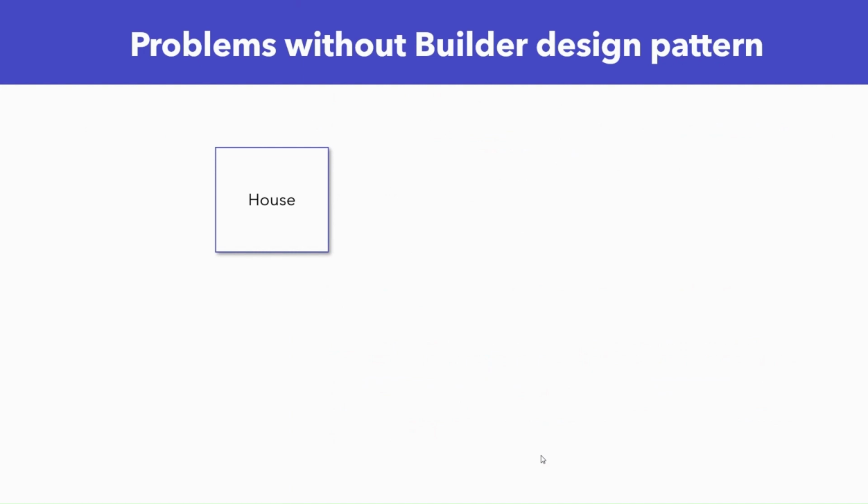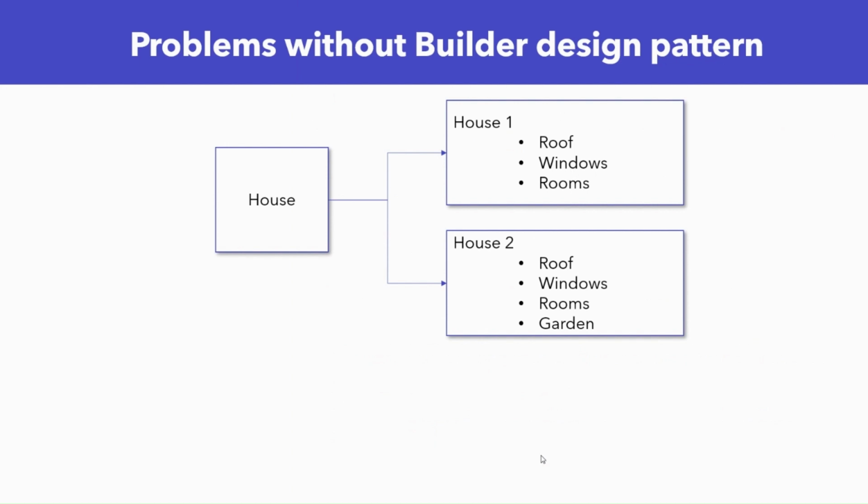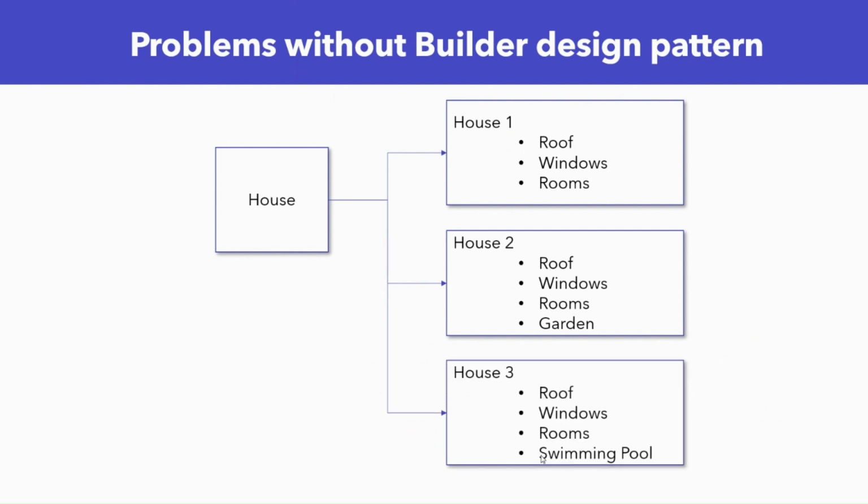Think like a client is planning to build a house. The house contains a roof, windows, rooms and much more. One more customer is planning to build a house. He wants a house with a garden, and one more customer wants a swimming pool. You can see house 1, house 2, house 3 are three different representations of the house. So what we will do is create a different constructor in order to instantiate each house, right?